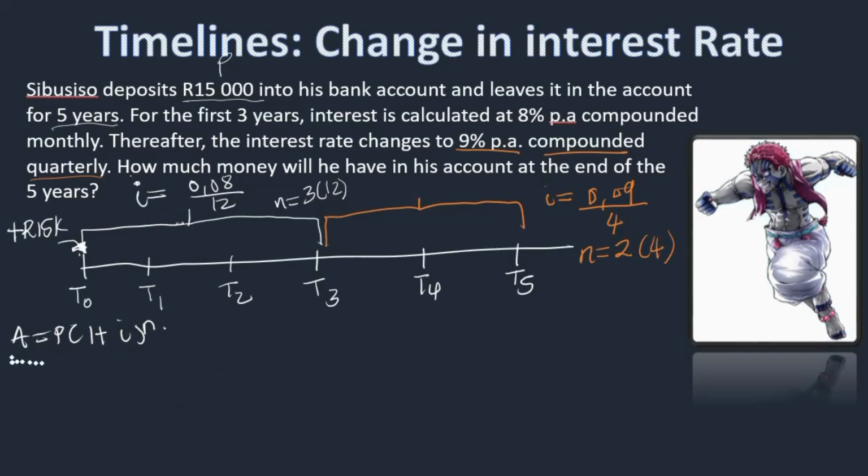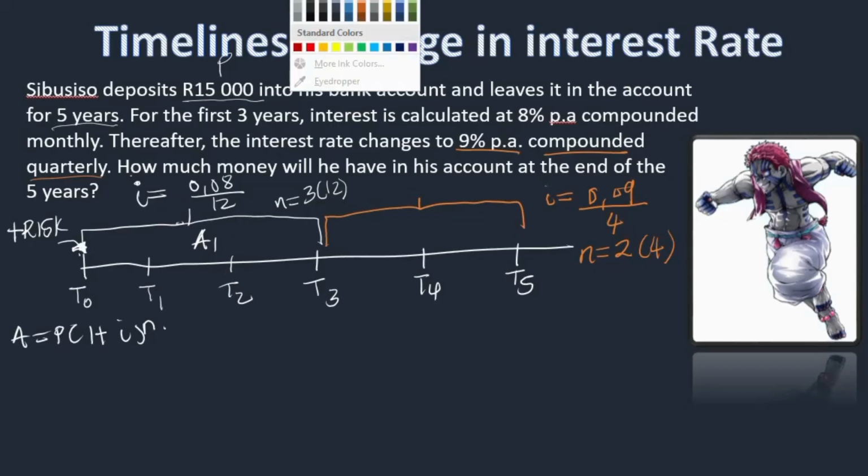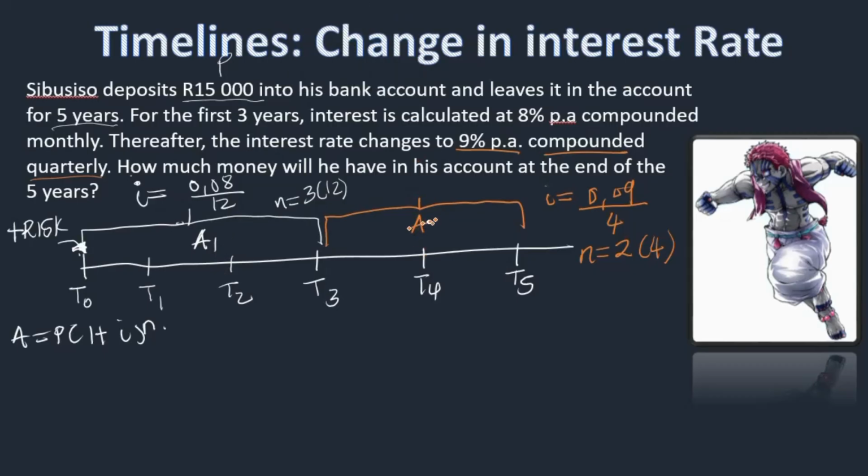Right? I'm looking for the accumulated amount at the end, but I cannot just find this accumulated amount. First, I have to find the accumulated amount here. And then I'll come back to find the accumulated amount here. This is the final accumulated amount that they want. So my A2 is actually what I want. Are we good? So I'm going to start here because I need A1 for me to be able to calculate A2.